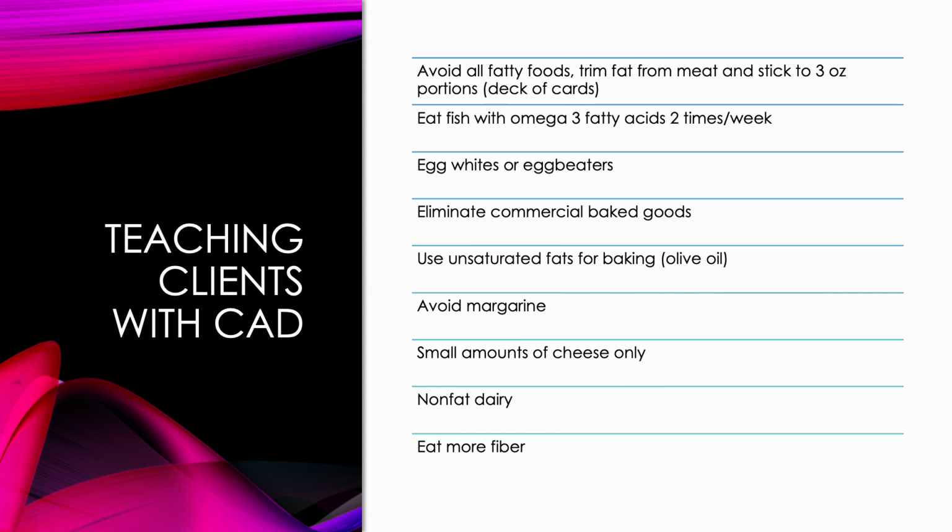Egg whites or egg beaters, so instead of whole eggs, switch to egg whites. They should eliminate commercial baked goods, so no cakes or cookies. They should use unsaturated fats for baking, so like olive oil. And then avoid margarine. Small amounts of cheese only, non-dairy fat, and eat more fiber. So that's basically the gist of it, okay?